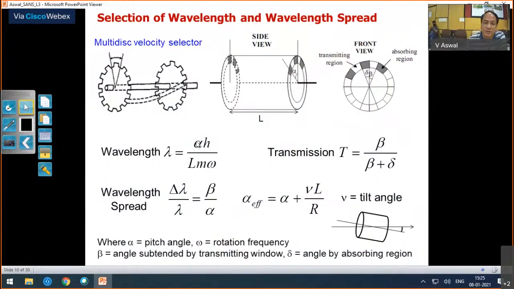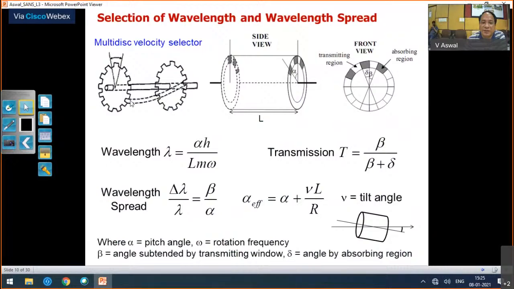Alpha is the pitch. So this is the angle moved by the velocity selector on one rotation. As the neutron passes from this end to this end, how much angle this drum has moved, that is called the pitch. Typically, I think a few degrees, usually this has h, the Planck constant.